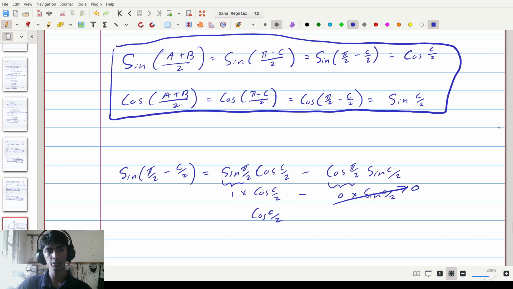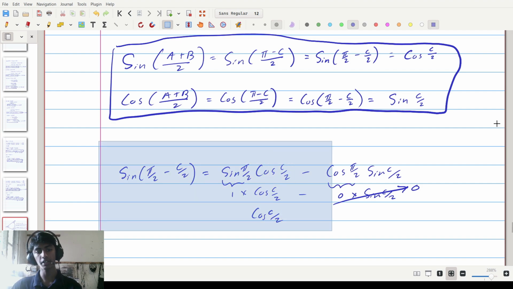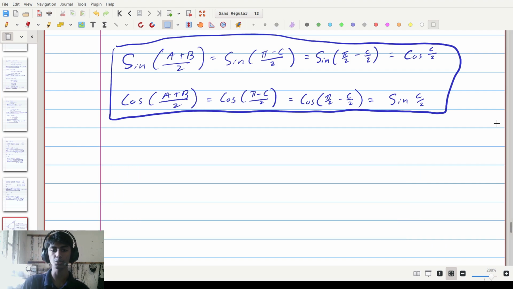So there we've shown that sine of pi by 2 minus C by 2 is equal to cosine of C by 2. Similarly, if we use the other formula for cosine of pi by 2 minus C by 2, we can see that cosine of pi by 2 minus C by 2. Oh, by the way, if you're curious why I'm doing this, it's just as a proof of concept to show that mathematics actually works.